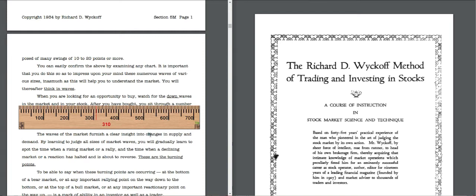Where is it? Where's my mouse? I can't find my mouse.